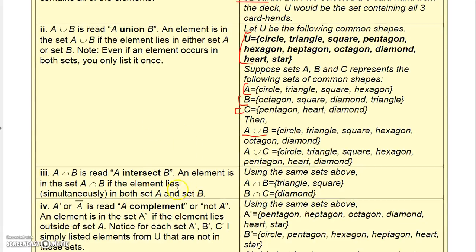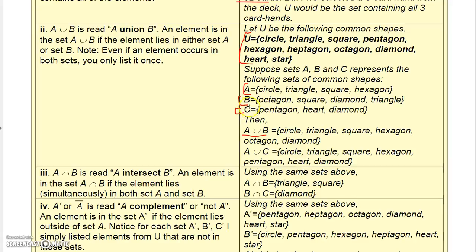And now the intersection. If I wanted the intersection, A intersect B, well, in A and B, the only things that are in both of them are the square and the triangle. So the square and triangle.